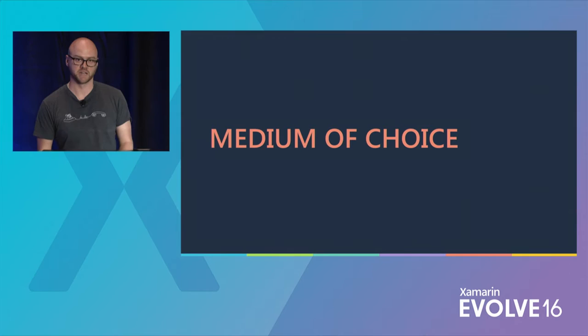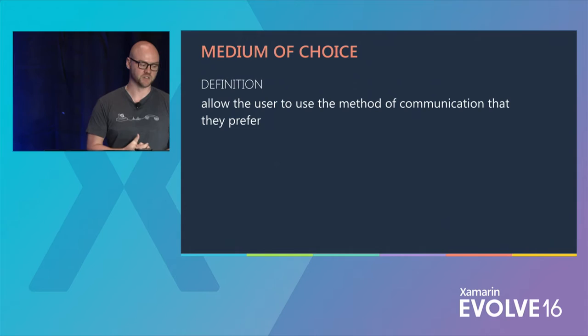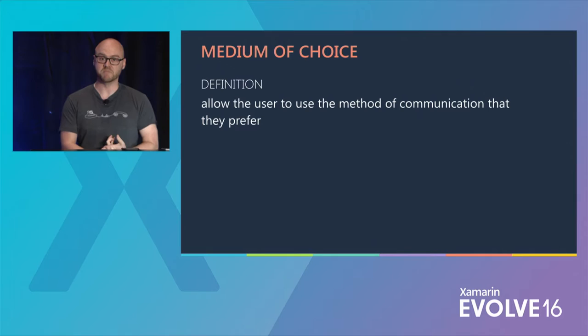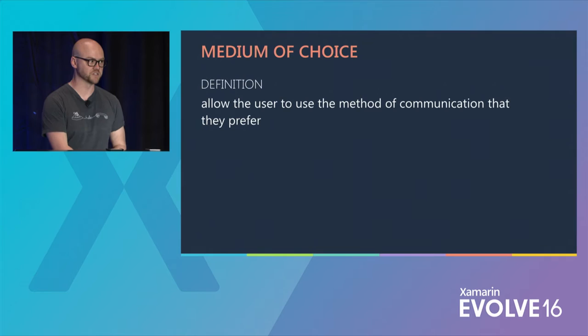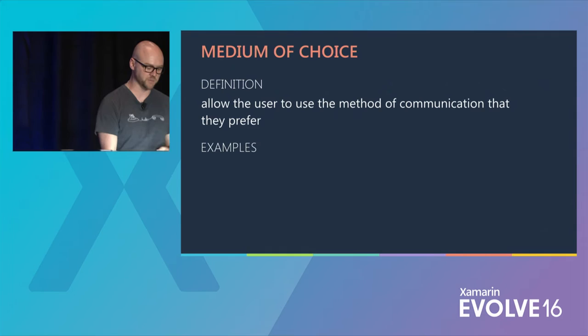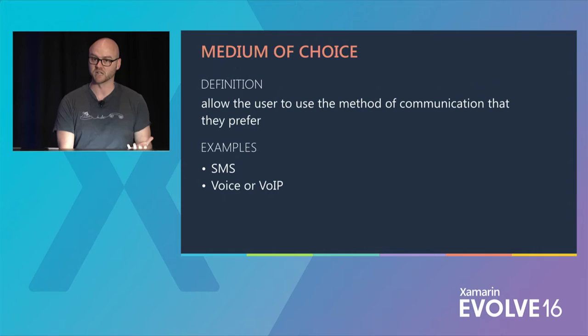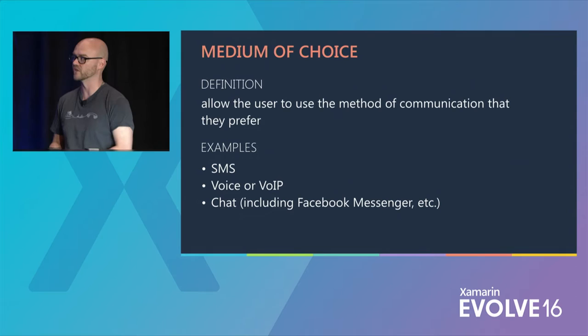So to define medium of choice, this is my definition. This is to allow the user to use the method of communication that they prefer. So this is not just the method of communication, but also the device that they prefer. So do they want to accomplish this in a web browser? Do they want to accomplish this in a native application? Do they want to, for example, use SMS? Would they prefer to use voice or voice over IP? Sometimes people do want to do that. Perhaps they want to use chat, something like even Facebook Messenger or those other over-the-top chat providers.